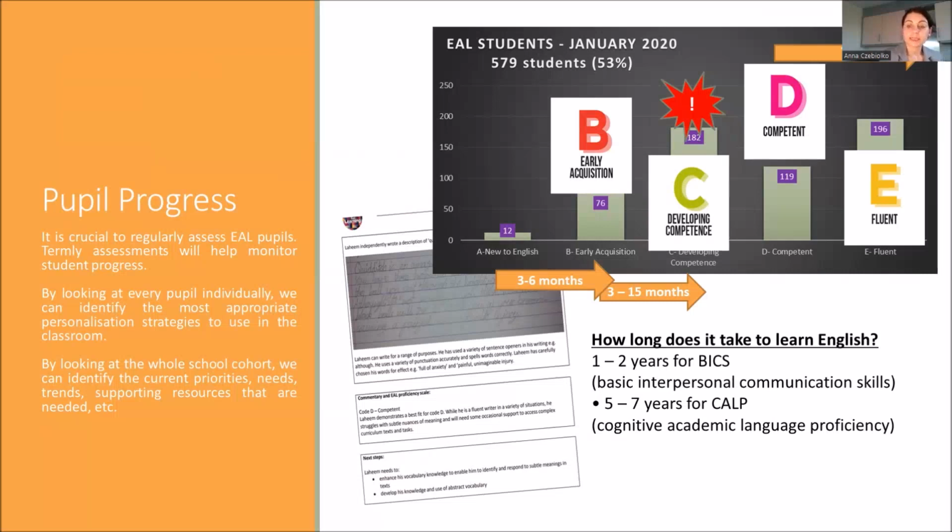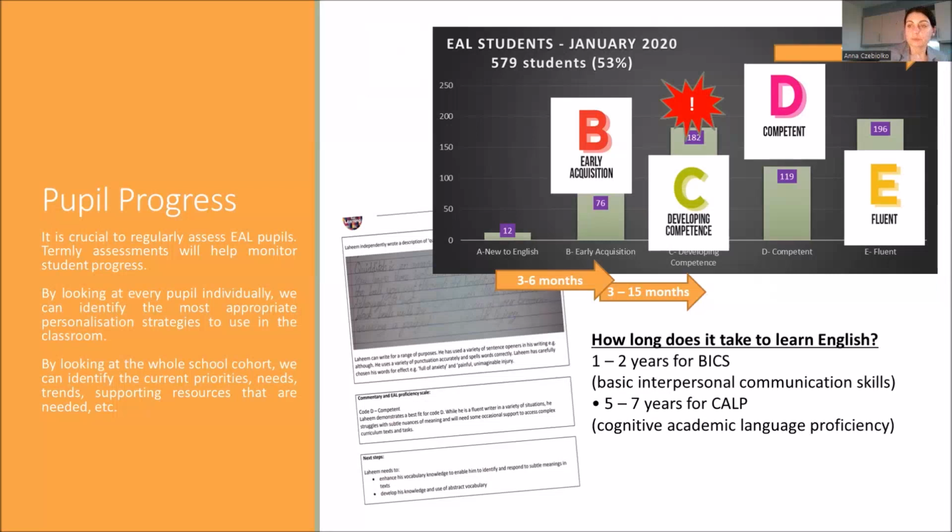How long does it take to learn English? This is a really good question. So we can say that acquiring the basic interpersonal communication skills, which means the social language, could take up to 2 years for a child. And when it comes to the cognitive academic language proficiency, which is the academic language, that could take even up to 7 years.